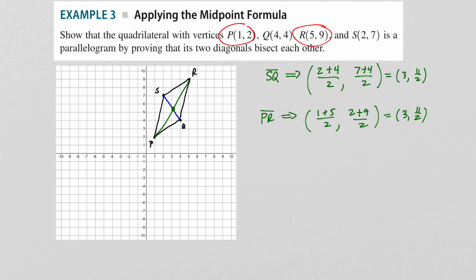So since the midpoint is the same for both of these, and since the midpoint means it's exactly halfway in between, that means that each one of these diagonals is bisected by this point. And anytime two diagonals of a quadrilateral bisect each other, the quadrilateral must be a parallelogram.